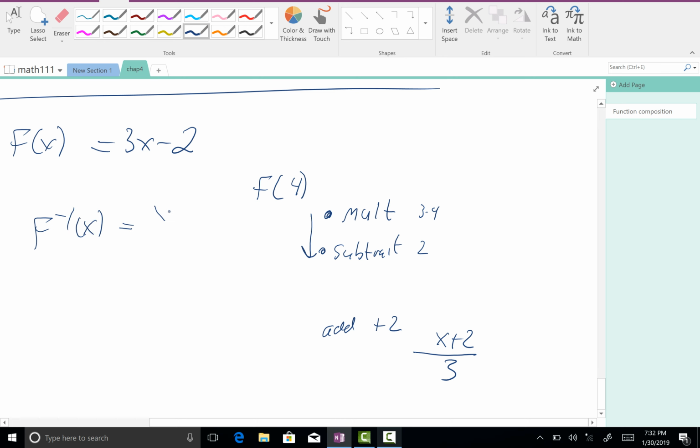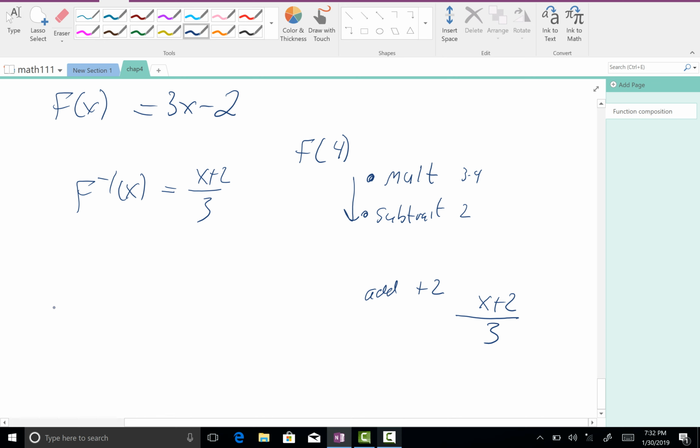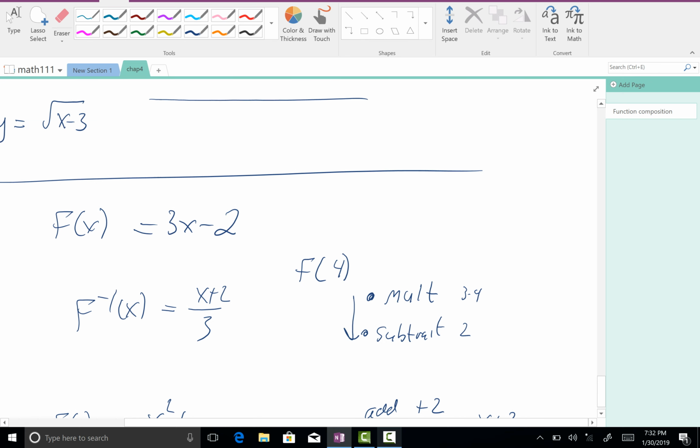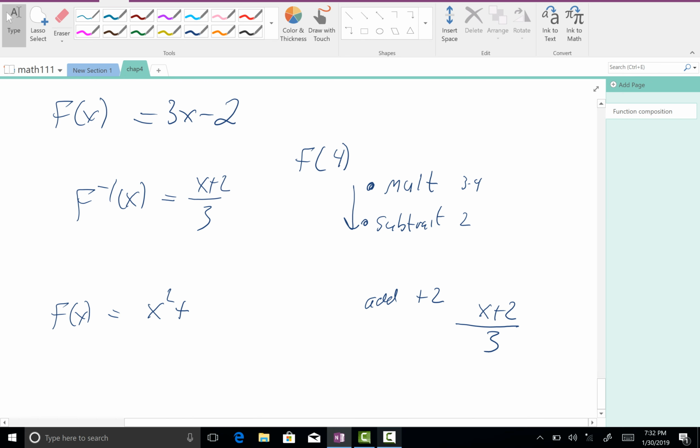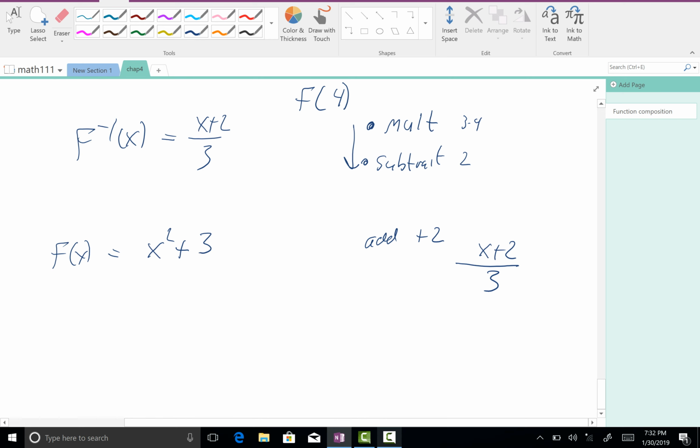Was that inverse x plus 2 divided by 3? Is that what it was? Yeah? Okay? So what about that other one? Let's see, the other one was x squared plus 3? Okay. So think about it.